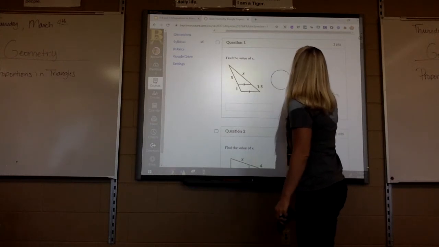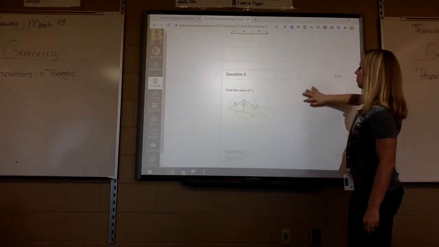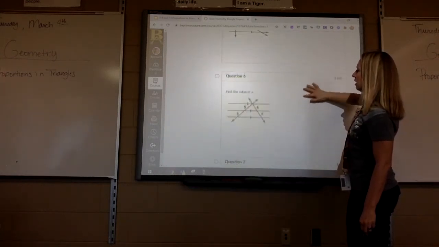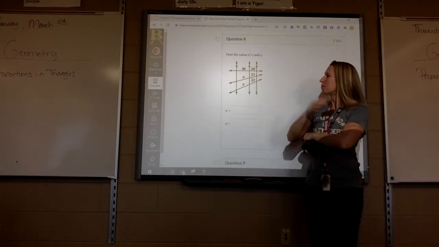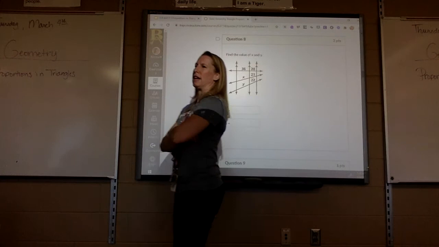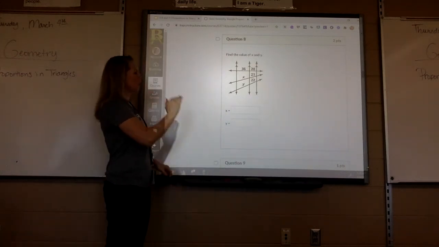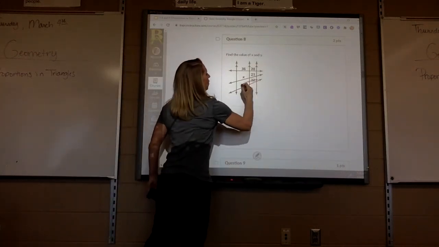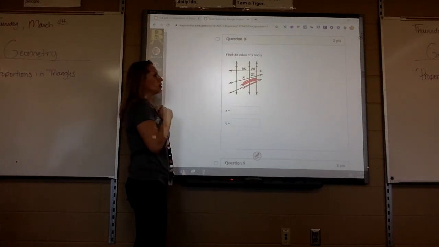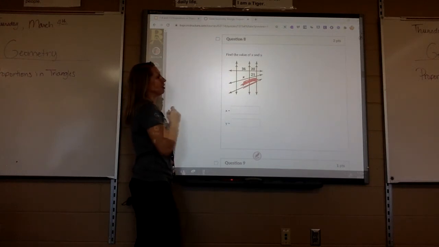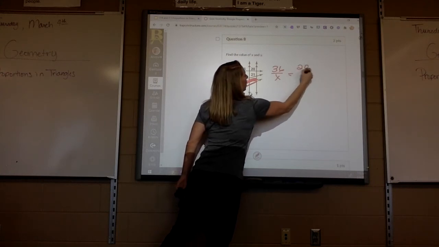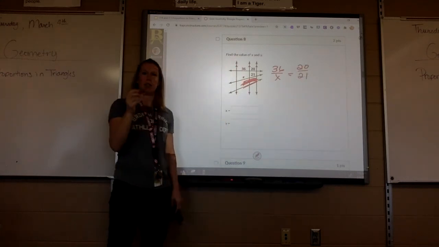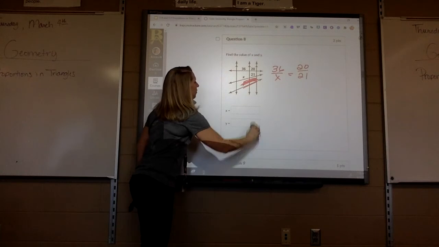Okay, so most of them, you're just setting up the proportions. Let's look. Go to number 8. Number 8, you have to find x and y. So when you go to find x, just ignore this one. How would you set up that proportion? 36 over x, 20 over 21. Cross multiply and so on.